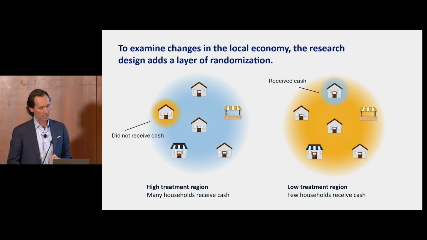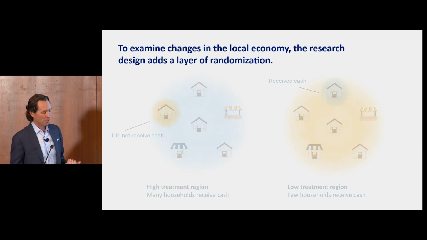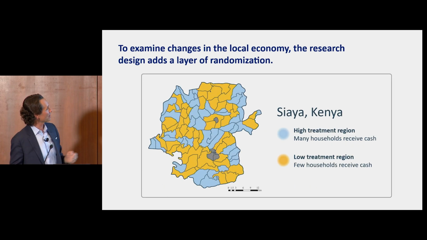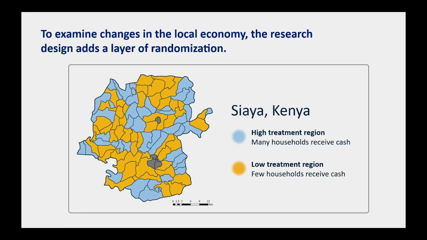All right, so this is a methodological innovation of the approach that helps us start answering questions that weren't answered as well before. And in fact, the map here is actually the map of Siaya, Kenya. You can see those blue and orange areas are the different sublocations, some randomized into high treatment, some into low treatment. And we're going to be comparing outcomes across these regions to understand how infusions of cash don't just affect recipients, but affect the local economy as a whole here. Okay, so what do we find?